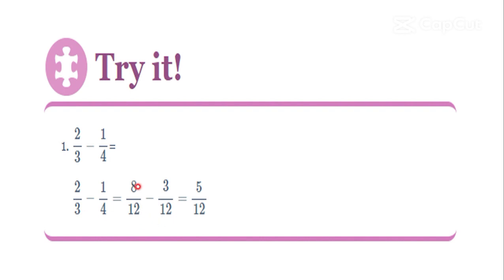Then to get the equivalent fractions, we need to divide 12 by the denominators and multiply it by the numerators. 12 divided by 3 is 4, times 2 is 8. 12 divided by 4 is 3, times 1 is 3. There we have our equivalent fractions. Since they have the same denominators already, follow how to subtract similar fractions. We copy the common denominator, which is 12, then subtract 8 minus 3, which is equal to 5.